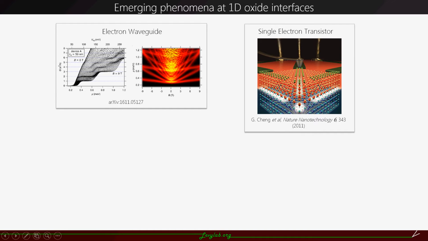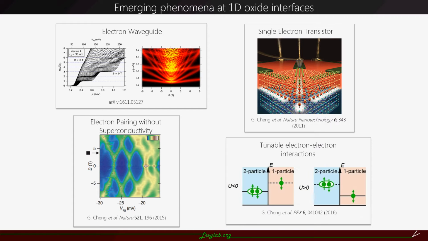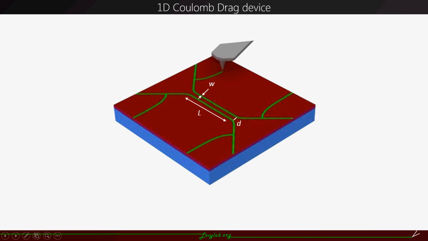Previously, by performing transport experiments on a single electron transistor, a new electronic phase has been discovered where electrons pair without forming superconductivity, and we also discovered tunable electron-electron correlations. Higher quality nanowire can facilitate Coulomb drag experiments.